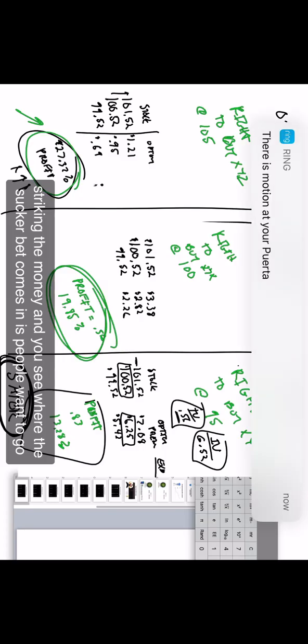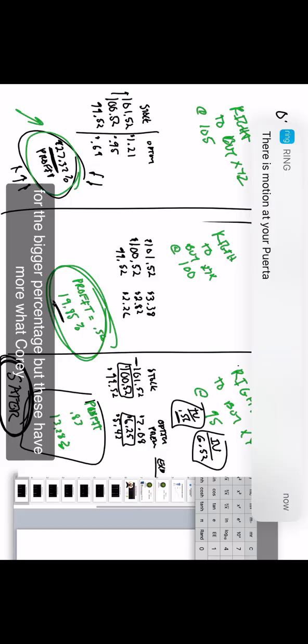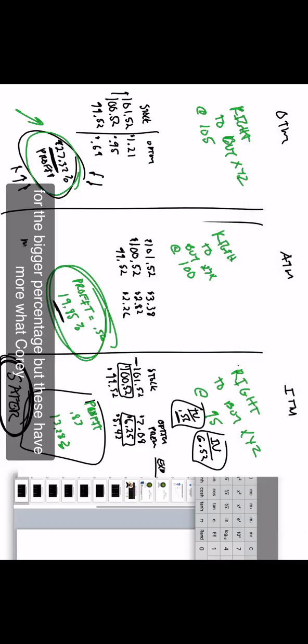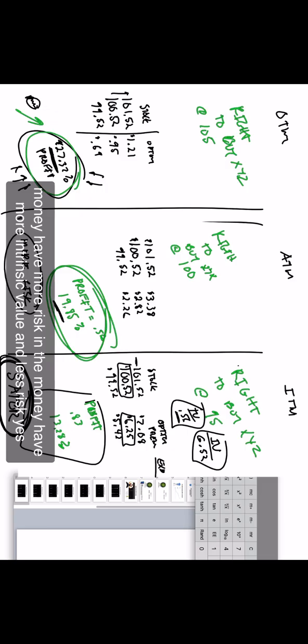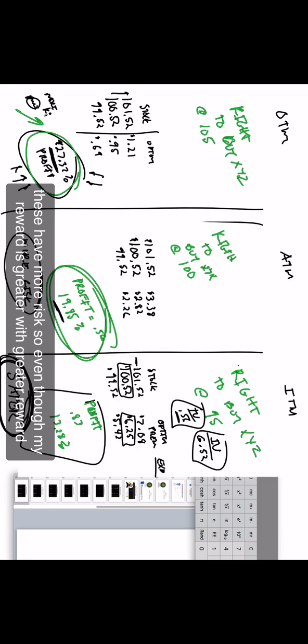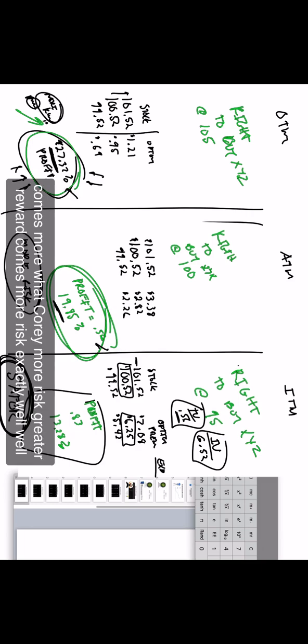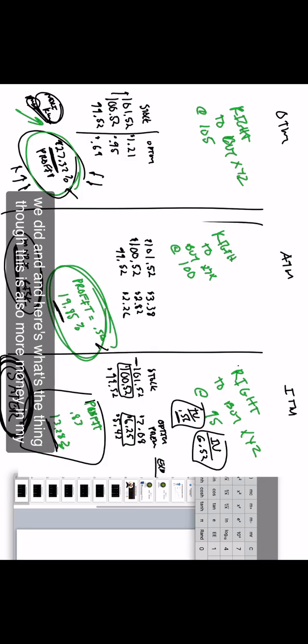You see where the sucker bet comes in: people want to go for the bigger percentage, but these have more what, Corey? More intrinsic value. Well, they have more risk. Pardon me, the out of the monies have more risk. The in the monies have more intrinsic value and less risk. So even though my reward is greater, with greater reward comes more what, Corey? More risk. Exactly.